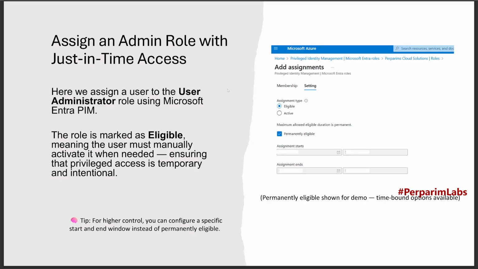We assign a user to the User Administrator role in Entra PIM. Notice it's marked as eligible, meaning they don't have ongoing privileges. They can only activate the role when needed. And for higher control, you can set a specific time window instead of leaving it permanently eligible.